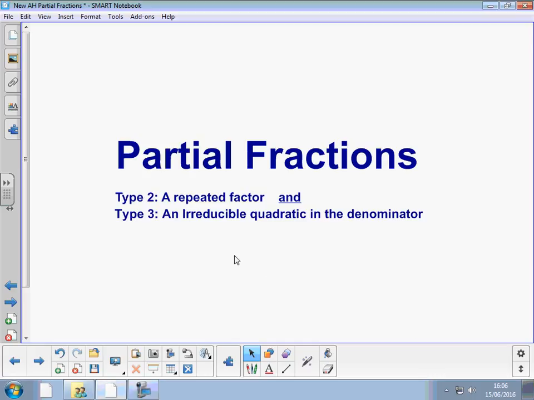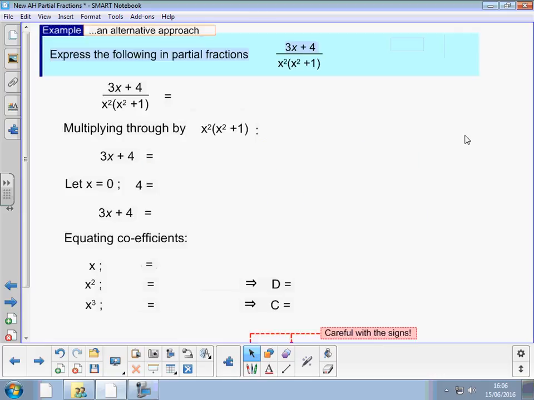In this example of partial fractions, we're going to deal with one that's a combination of a type 2 one, where we have a repeated factor, and it's also got one of them which is an irreducible quadratic factor. So we're going to look at this example here where we have to express in partial fractions 3x plus 4 over x squared times x squared plus 1.